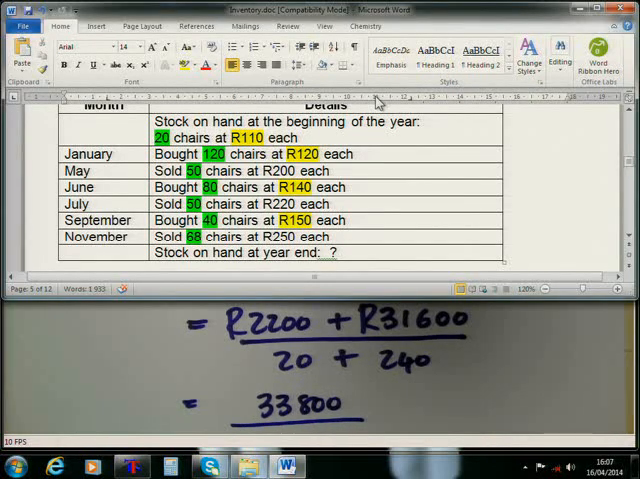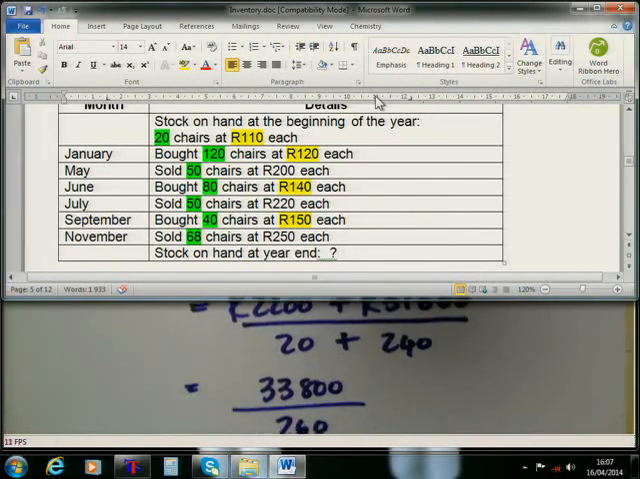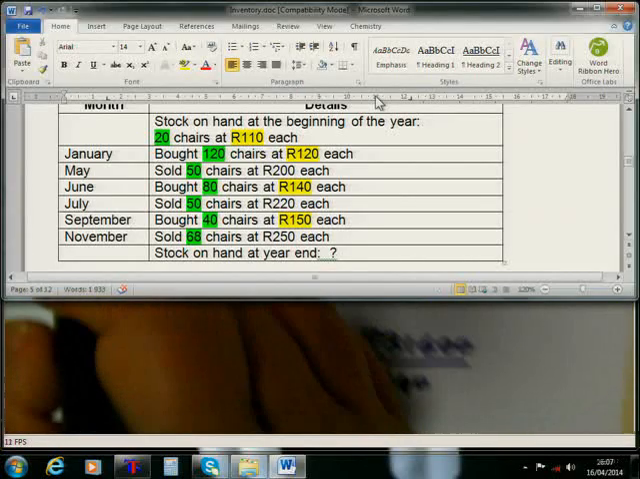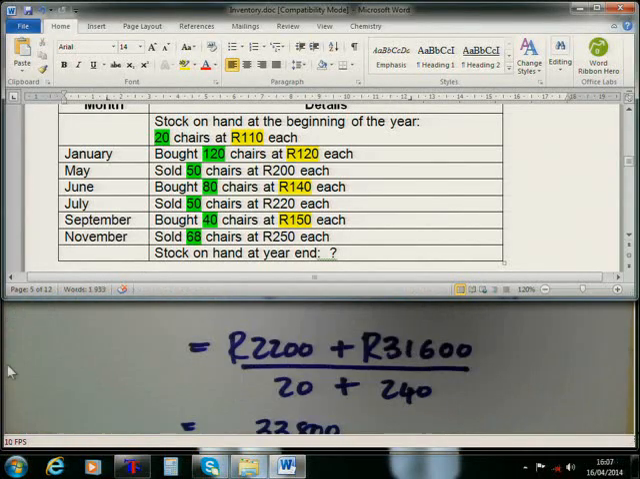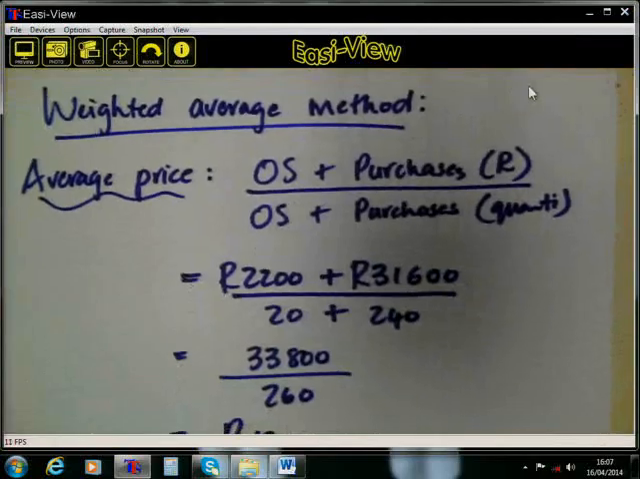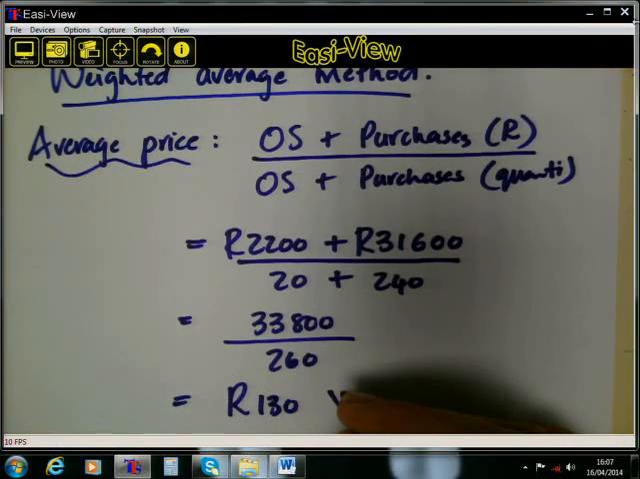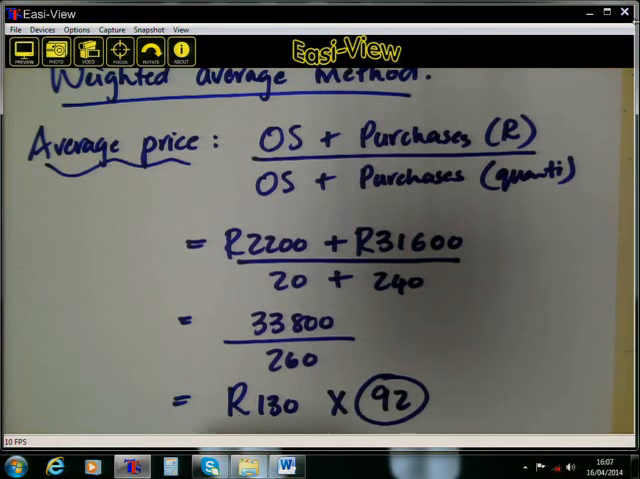33,800 Rand divided by 260. And that gives you an average price of 130 Rand. What are we busy doing? We are busy working out the average price for the weighted average. And then what are you going to do with that 130 Rand? You times it by the 92 chairs that you've got on hand.